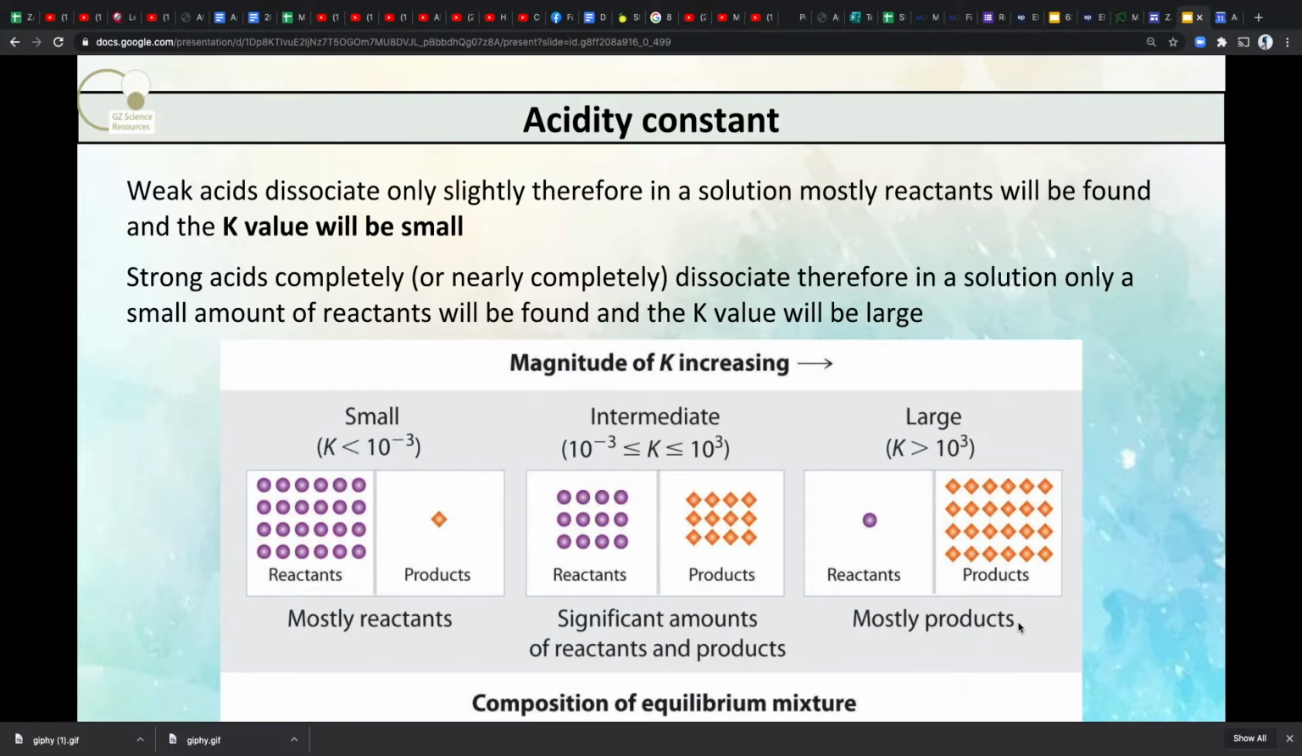So typically, in this unit, because we're looking at weak acids, our Ka value is going to be much smaller than 10 to the negative 3. So we're focusing on this case on the left here, really. And anything that's a strong acid will have a large equilibrium constant. Well, not even an equilibrium constant. Basically, it's formed entirely products.